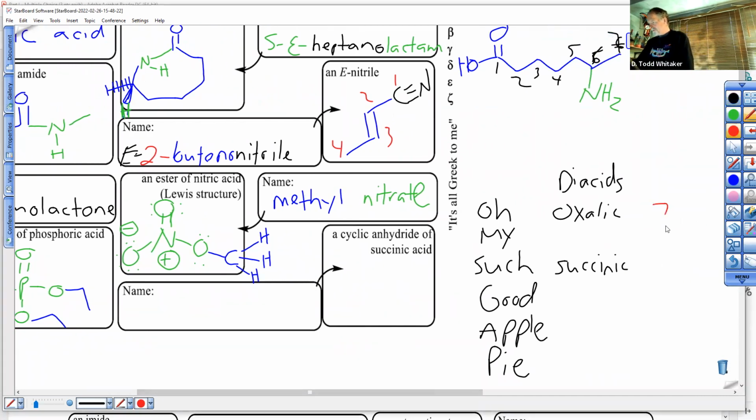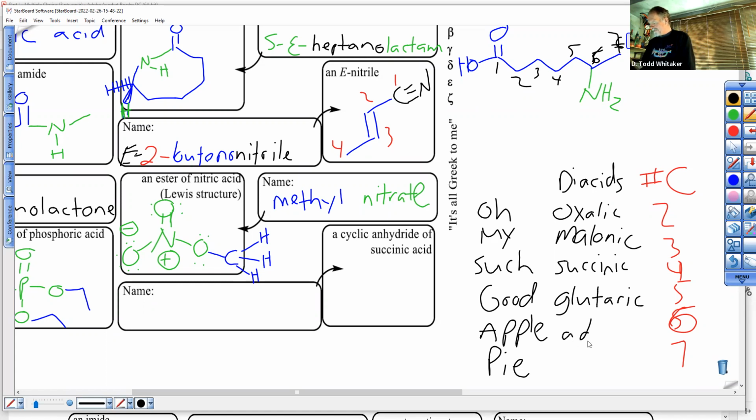Remember, 2, 3, 4, 5, 6, 7. And oh my is malonic. We better know malonic. Succinic, glutaric, adipic, and pimelic. So here's succinic acid with 4 carbons and 2 acids.